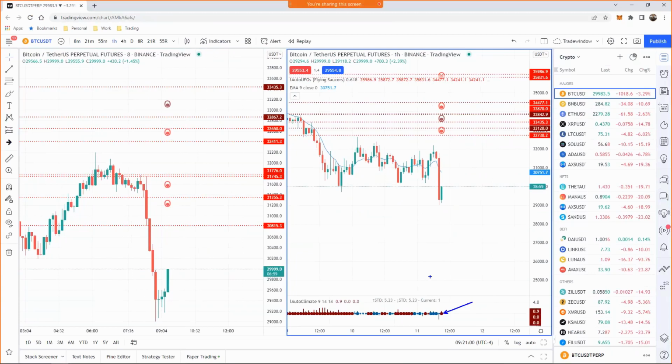Now we know the answer of which direction we are looking for. Are we looking for longs or shorts? Right now, we're looking for short opportunities. Okay, great. We answered the question of the direction. Now we need to answer the question of where do we get in and where do we get out, both for the stop and for the profit.